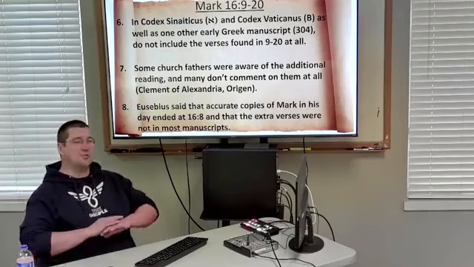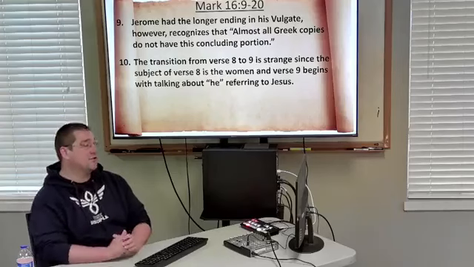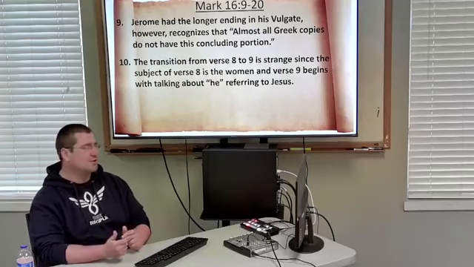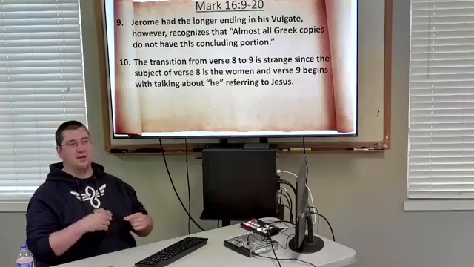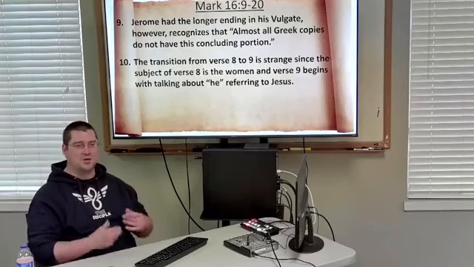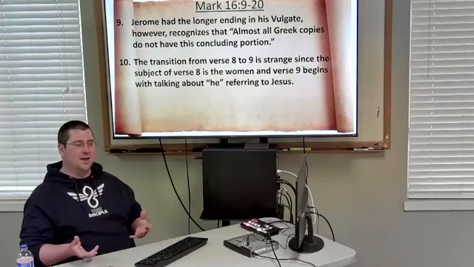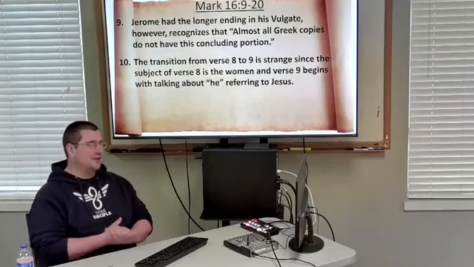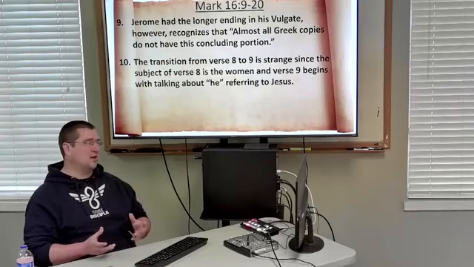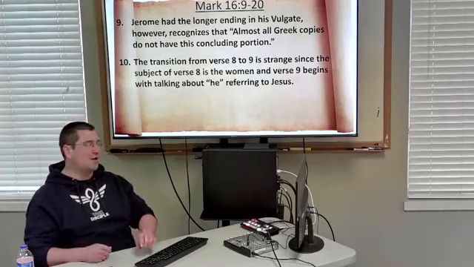Number 10, the transition from verse 8 to 9 is strange, since the subject of verse 8 is the women, and then verse 9 begins to talk about "he," referring to Jesus. So you have this ending where the women find the empty tomb, they run away, they don't tell anybody, and you're talking about the women, and then it says "he," and by that point you're thinking, who are you talking about? And then it's, oh, Jesus, okay. And so there is an awkward transition there that seems like it was just tacked on by someone that didn't know what they were doing.